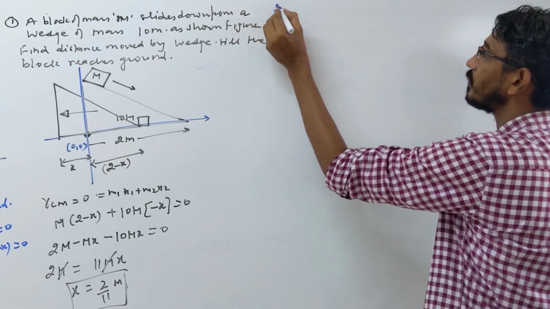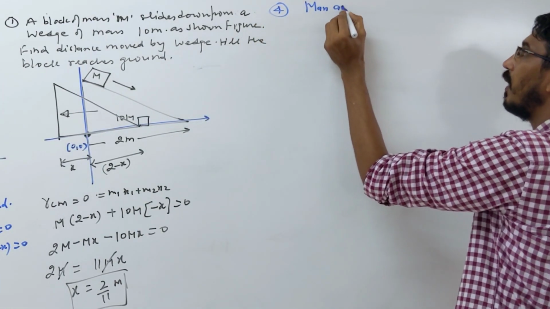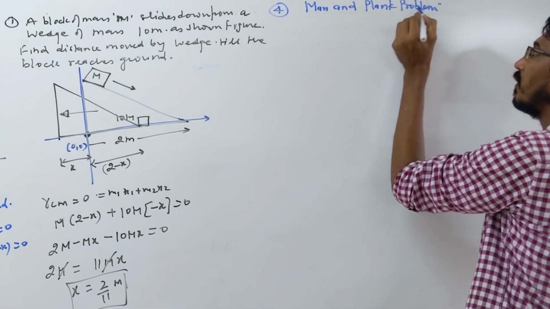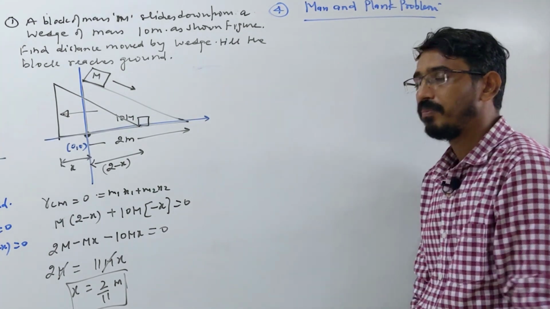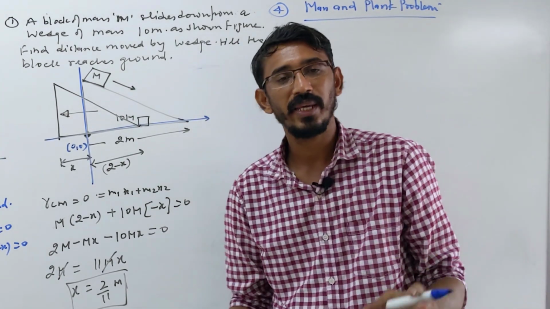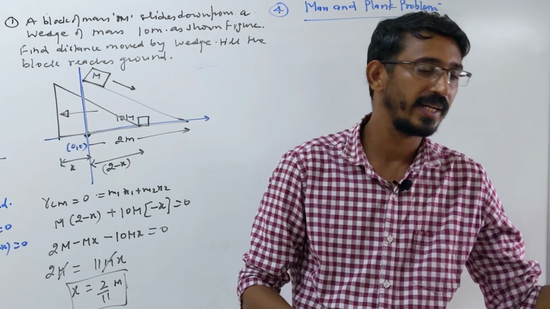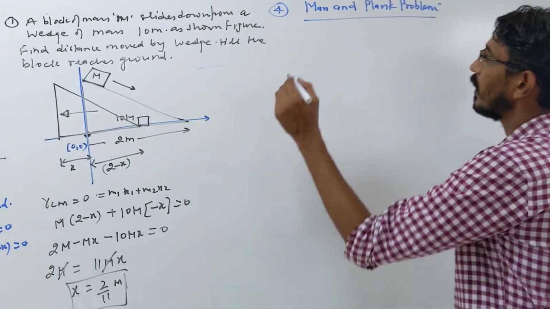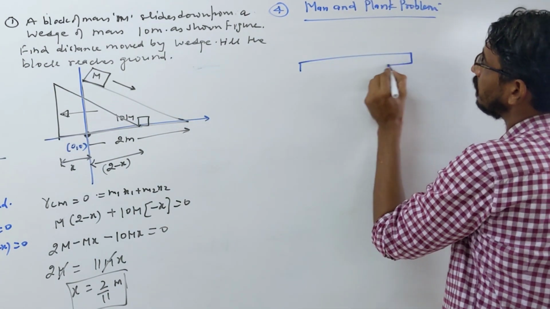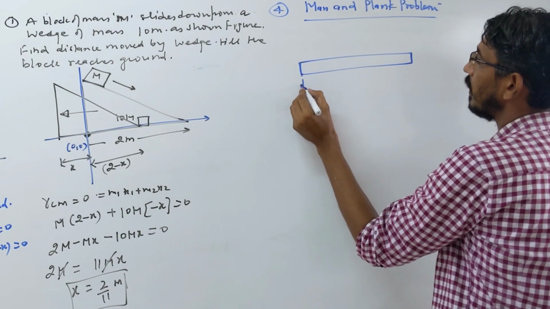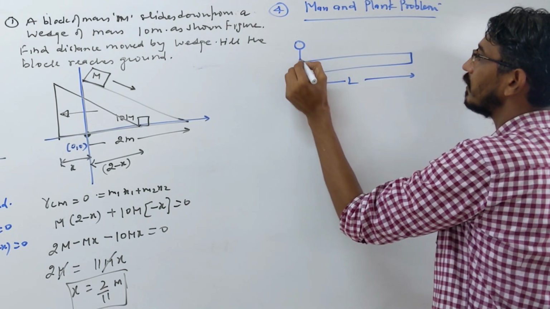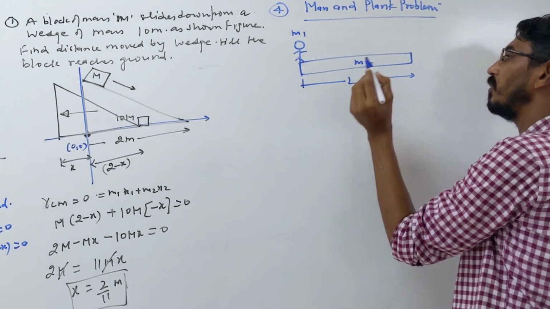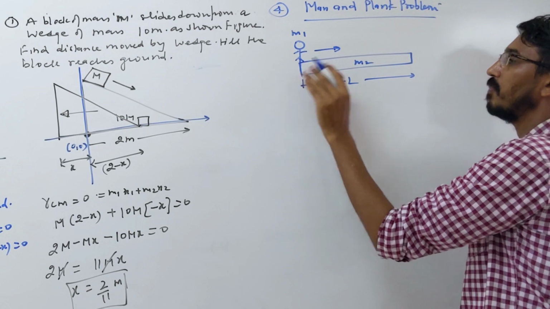Let me write here: man and plank problem. Exactly the same. There is a plank placed on a smooth surface and a man is standing on one end. He walks and goes to the other end, so the plank will move backward. You have to calculate how much the plank moves. So this is the plank, of some length again L. There is a man here, with mass M1, and the plank mass M2. The man is walking on this plank in this direction, the plank will move backward.